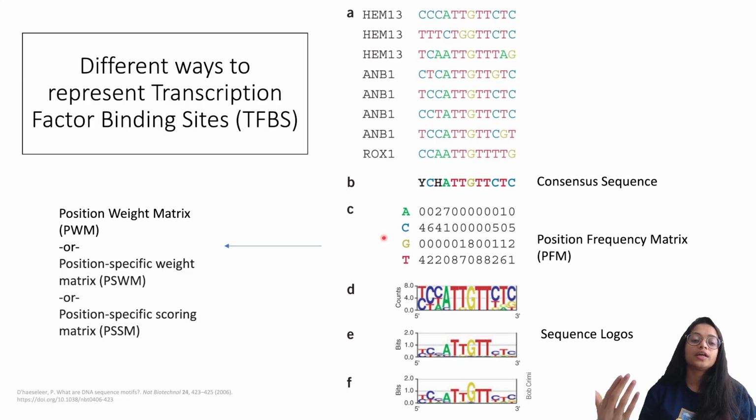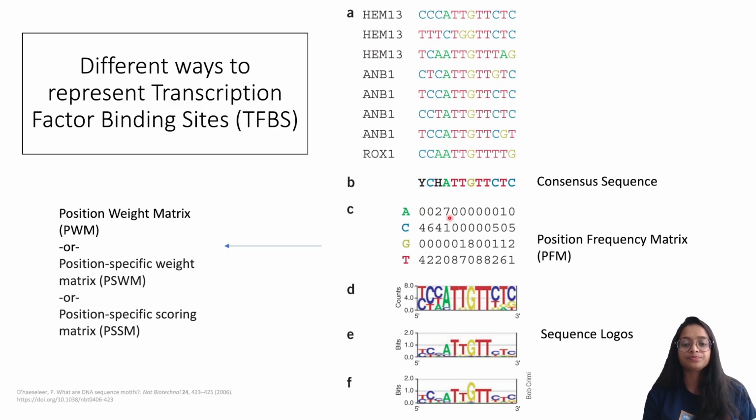One can also create a position frequency matrix, which essentially shows the frequency of each nucleotide occurring at each position in the transcription factor binding site. The position frequency matrix is typically represented as a table where each row corresponds to a base, that is A, C, G, and T, and the numbers here indicate the frequency of that base occurring at that position. To give you an example, the nucleotide A occurs twice at the third position, and it occurs 7 times at the fourth position.